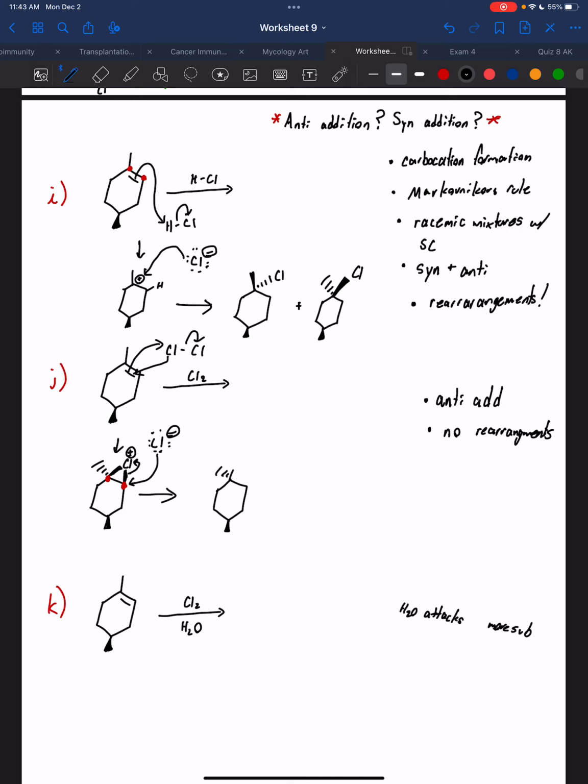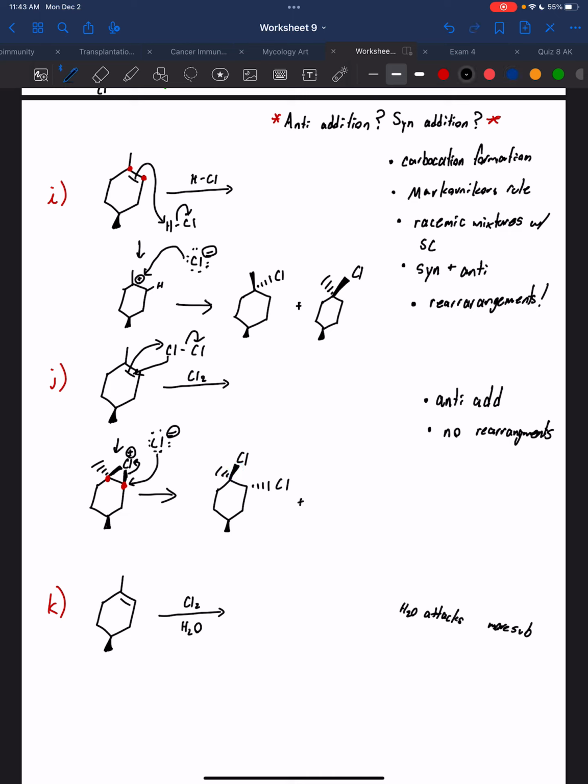So I have this on the dash, my chlorine stays on the wedge, and since this chlorine over here is attacking from the back, it has to attack from the back, then chlorine has to be on the dash. And so that's kind of why it's anti-addition, because when it attacks my halogen bridge, which should have the two bonds on the same side, it has to be attacking from the back or the front. And so these two things that you added to your alkene are going to be on opposite sides of each other, hence the anti-addition. And that's pretty much all you need to worry about.